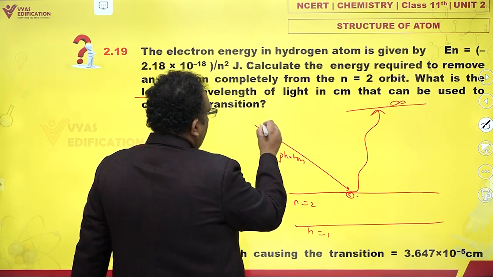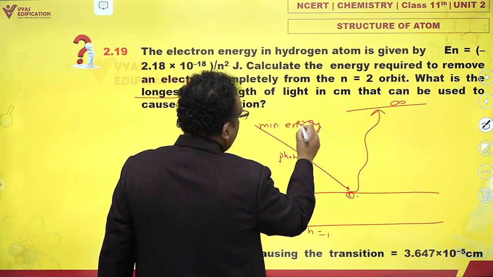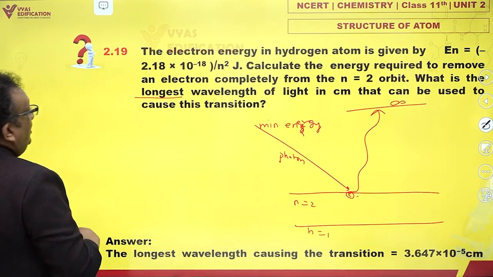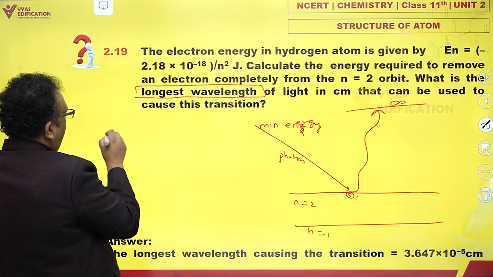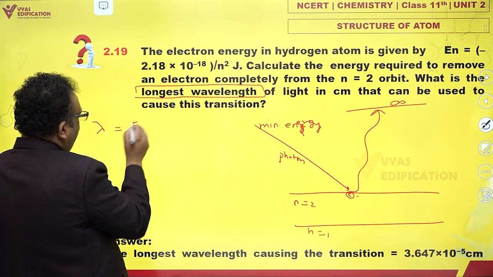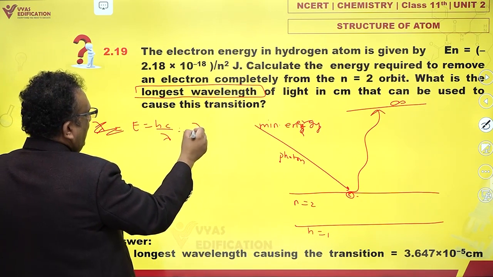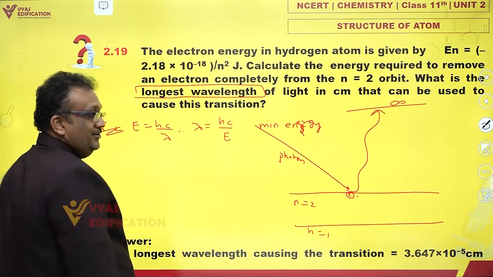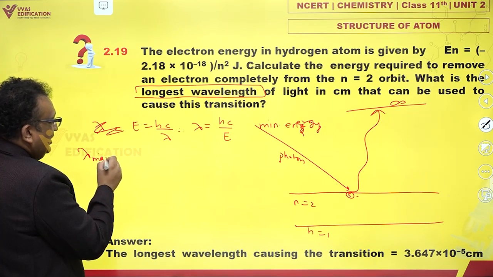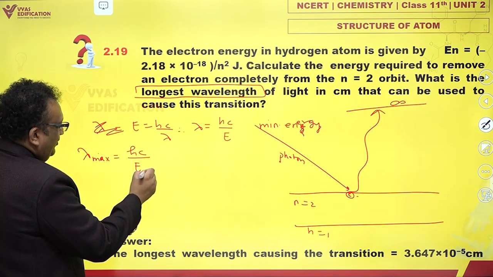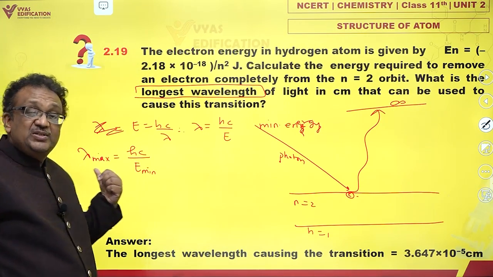So minimum energy. And that is why we have the longest wavelength. So E is hc by lambda. Therefore lambda is hc upon E. Yes. So lambda maximum is hc upon E minimum. You need minimum energy, and the reciprocal of that gives you the maximum wavelength.